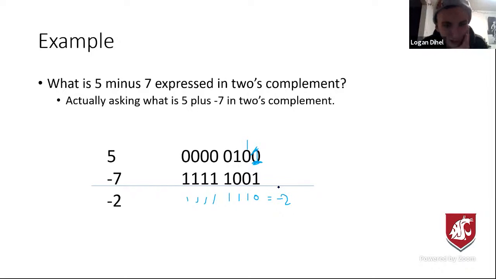So any questions on 2's complement or subtracting numbers?